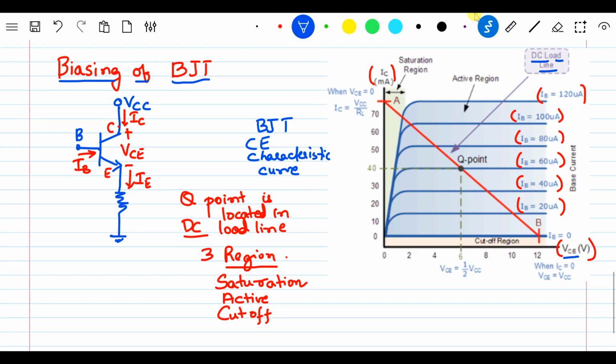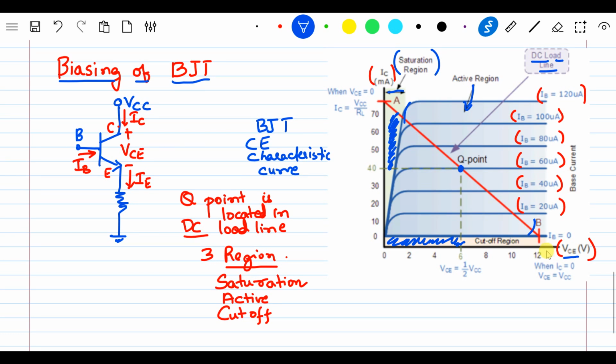Now this region, what you can see here, is the saturation region. Can you see here? A saturation region. The Q point will always be located in the active region. So this blue color, what you see, is completely the active region, from here to here. Whereas at the bottom, can you see this region? This region is the cutoff region.